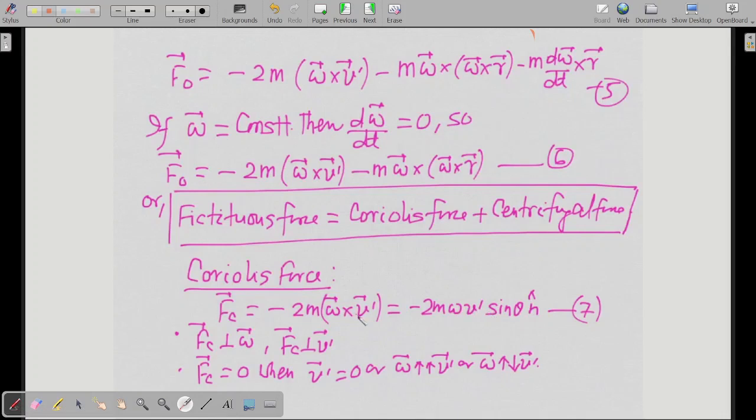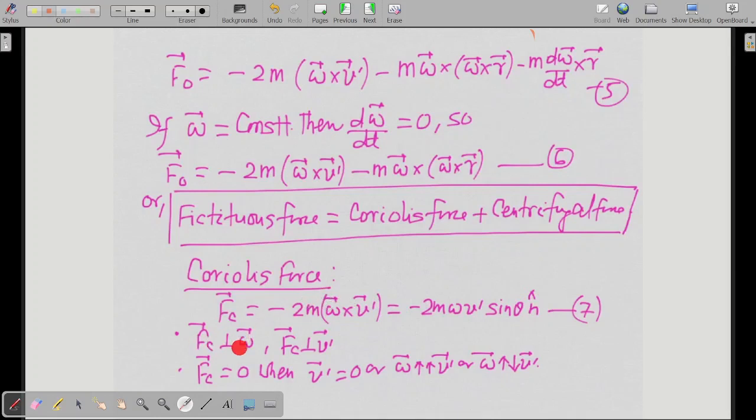So your Coriolis force, we are denoting it by Fc, is equal to minus 2m omega cross v prime. Now omega cross v prime will be equal to omega v prime sine theta n cap. What is this n cap? n cap is a vector which is found with the help of the right hand screw rule. With the help of the right hand screw rule, you can find out this n cap direction, but we will not go into all those details right now.